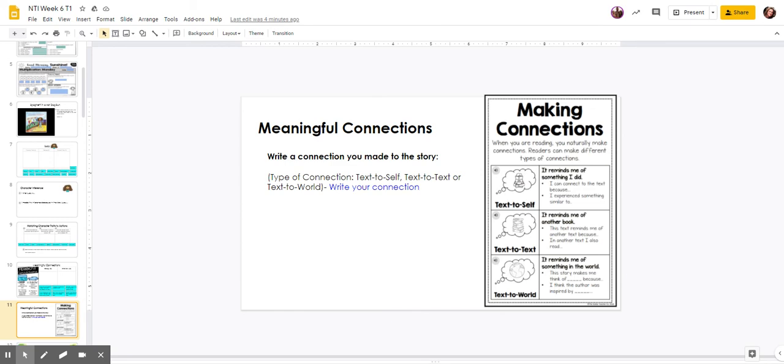It could just be your world, like your neighborhood, or it could be something happening in America or a different country. So over here where it says type of connection, text to self, text to text, or text to world, only keep the one you're using. So if you're doing it text to self, maybe you've had an experience where someone's been mean to you, you're going to delete text to world and text to text and just keep text to self there. Then where it's blue, you're going to write your connection.